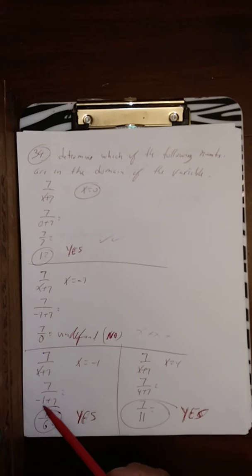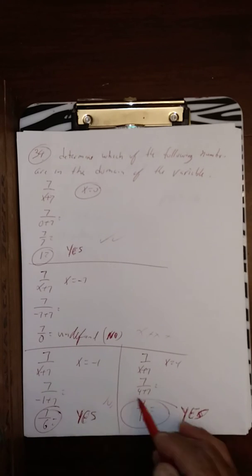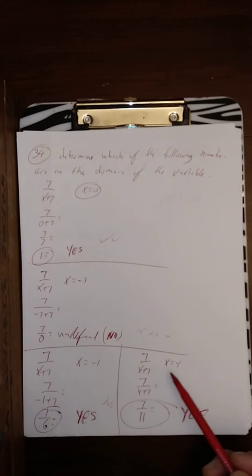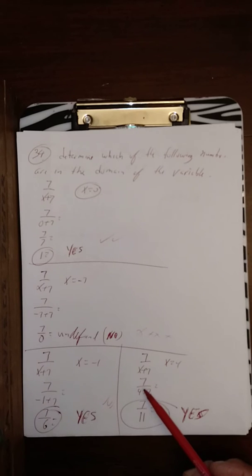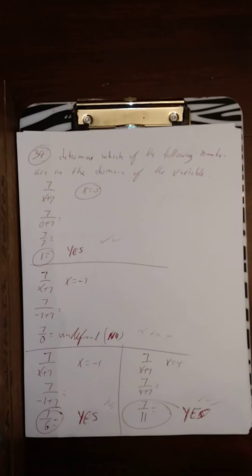Negative 1. Negative 1 plus 7 is 6. 7 over 6, that's good. That works okay. And last one, 4. 4 plus 7 is 11. 7 over 11, that one's good too. So, yes, no, yes, yes.